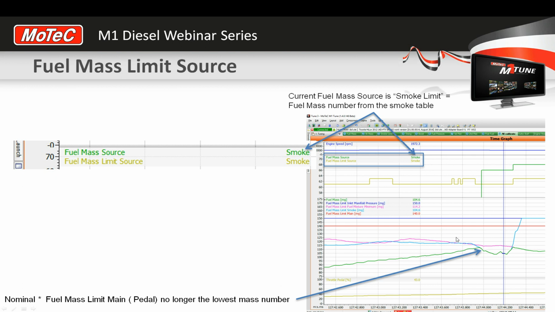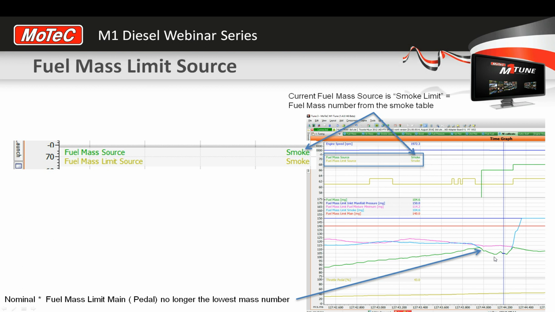So here we are a bit further down the track, and something's changed. Our fuel mass source now, the stuff that's going to the injectors, the final calculation for the injectors, is now smoke. So our source channel has changed now to smoke. Our fuel mass source is coming from that list of limit tables on the left, and the lowest number at the moment is still the smoke table. So the smoke table has now become the main fuel mass channel.